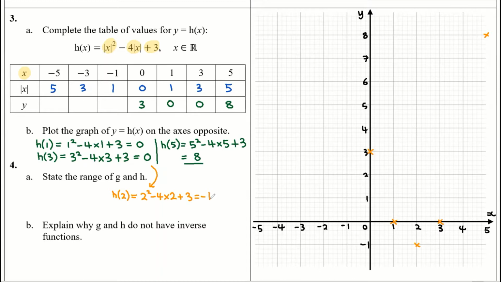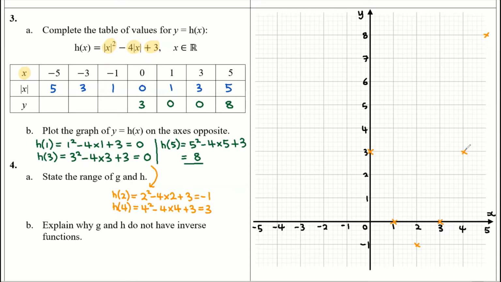Okay. If you want to put 4 in, of course, you're more than welcome to do that, just to get a clearer sketch. So if we do h of 4, we get 4 squared, subtract 4 times 4, so that gives you 0, plus 3, which gives you 3. So it just helps you with the sketch, won't it? So at the point 4, 3, like that, and you just use the symmetry of the curve as well. So that would be the quadratic.